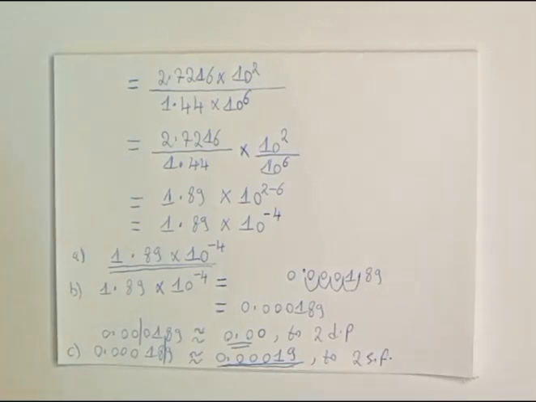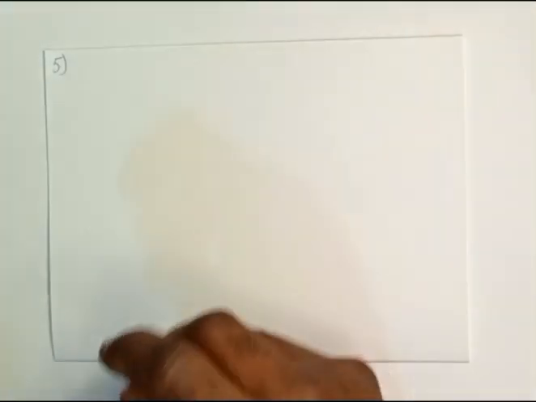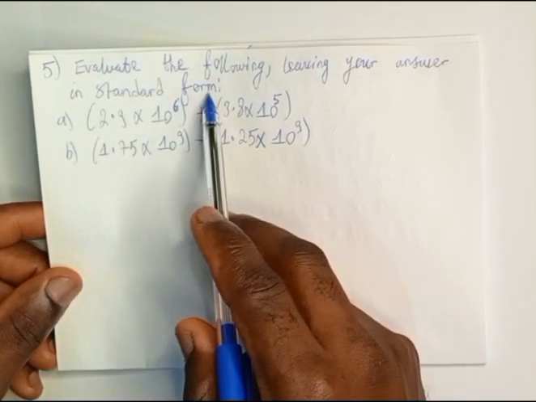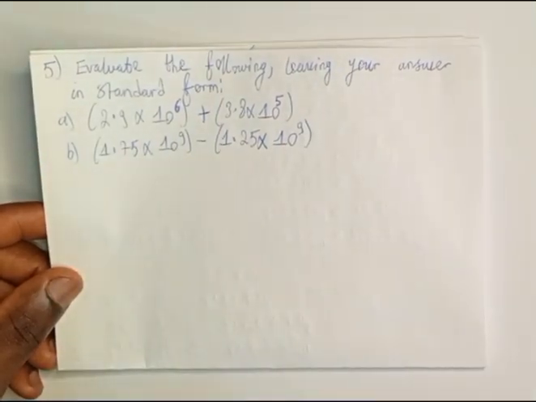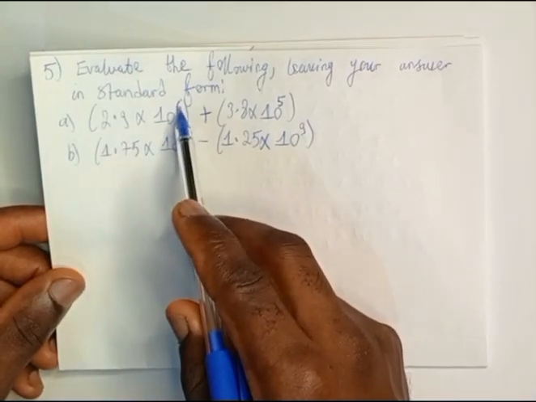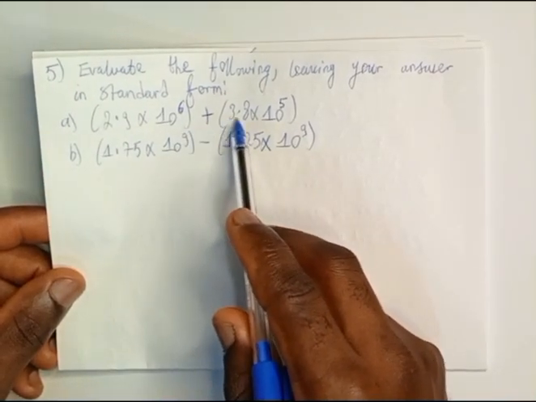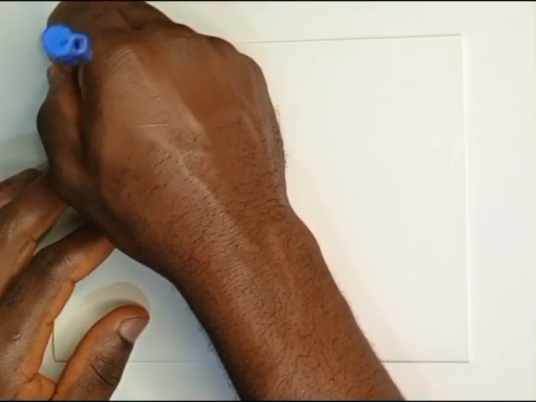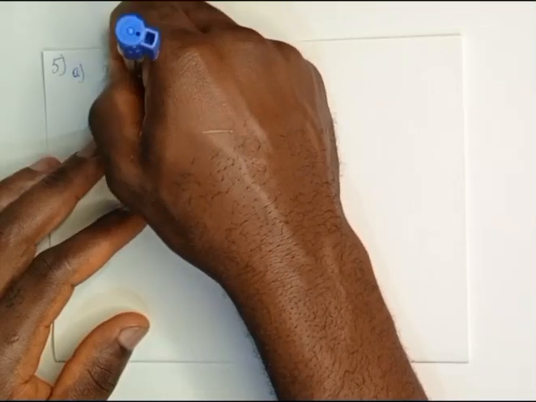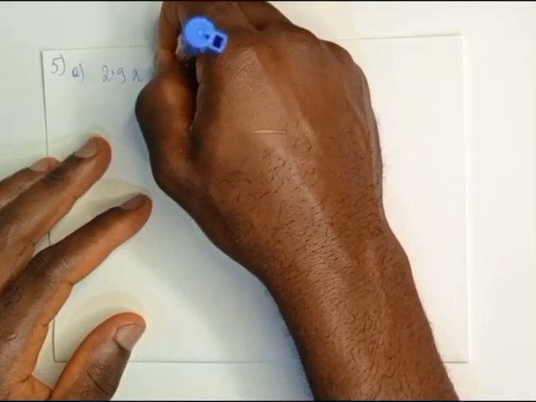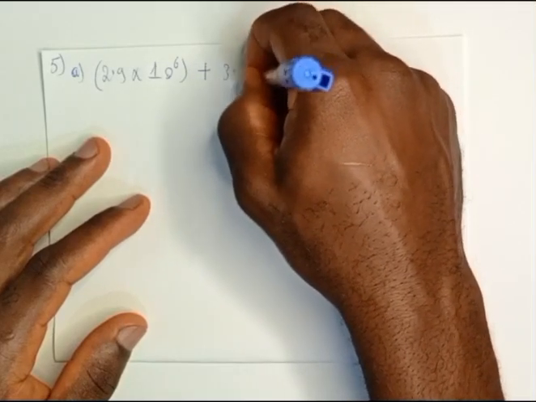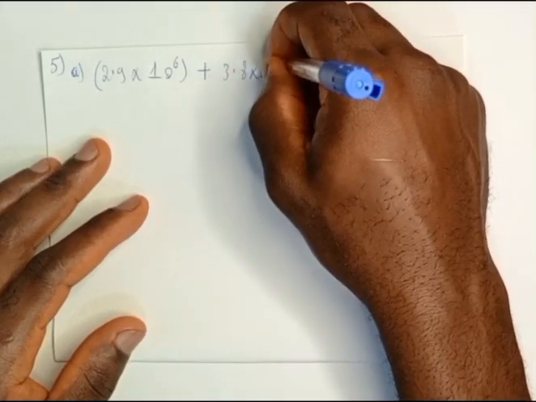We move now to the next question. Question 5. Evaluate the following, leaving your answer in standard form. For A, we have 2.9 times 10 to the power 6 plus 3.8 times 10 to the power 5.